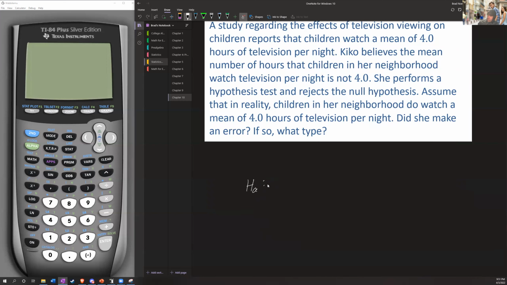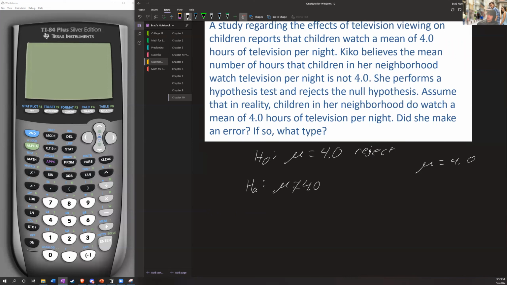So Kiko believes that it is not 4.0. That is to say, my alternative hypothesis is that mu is not equal to 4.0. And that means, of course, that our null hypothesis is mu equals 4.0. Okay, so my alternative is it's not equal. My null is that it is equal. And we know that in actuality, mu equals 4.0. And here, Kiko decided to reject.